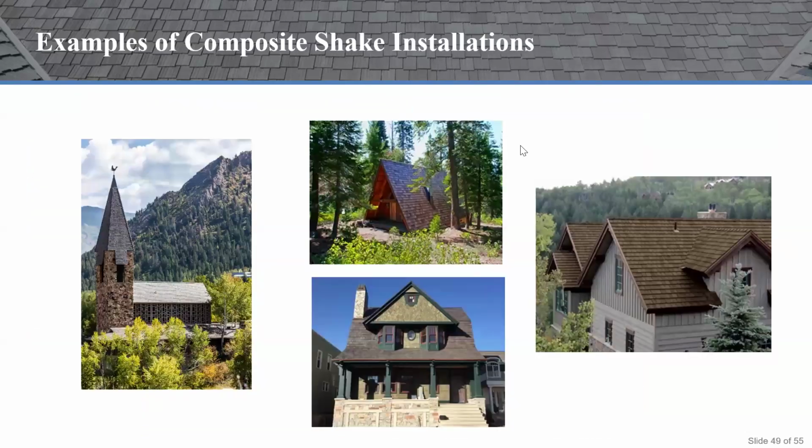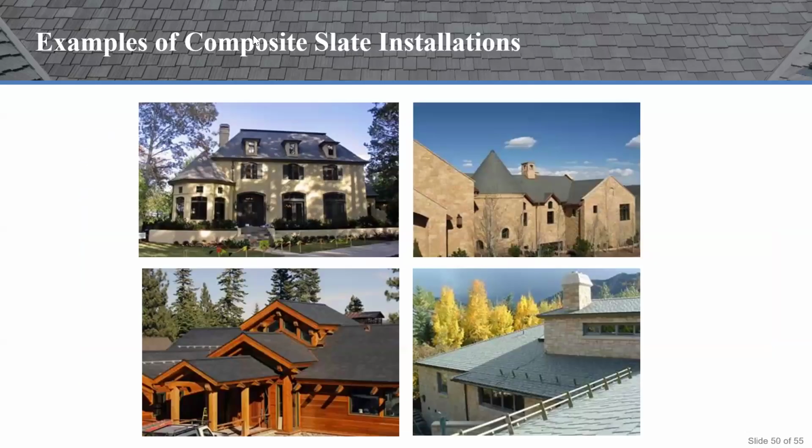So here are some different examples of shape applications. A perch type project, an A-frame cottage, your traditional home. This one here looks like multifamily housing or a ski village type roof or design. Examples of composite slate installations: your custom home with a turret here, ski lodge type architecture.